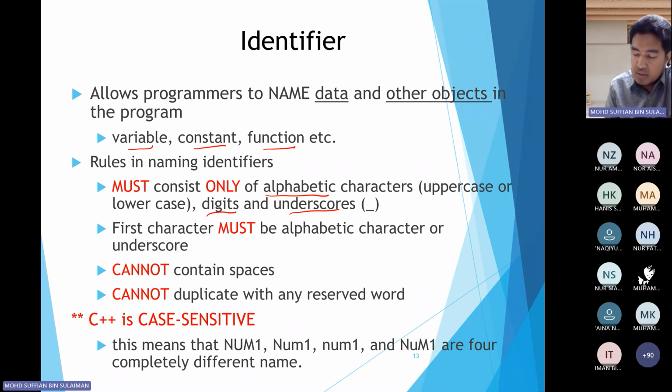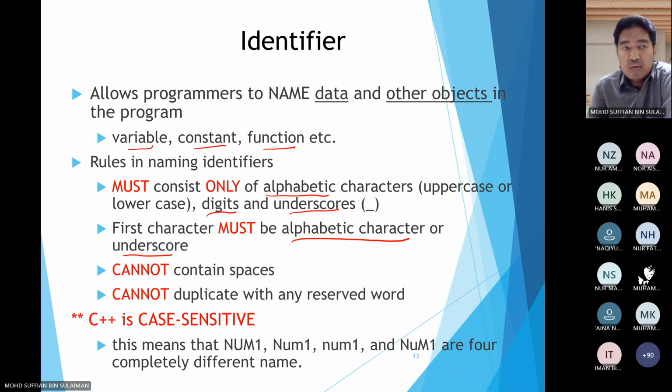The first character must be an alphabetic character or underscore. It cannot be a digit or number. It cannot contain spaces. Okay. And it cannot duplicate any reserved word. So this is a rule that you need to remember until you die. Okay, please remember.